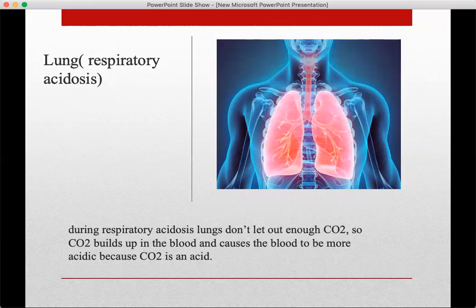Respiratory acidosis. The lungs bring in oxygen and let out CO2 as you breathe, but during respiratory acidosis, the lungs don't let out enough CO2. So CO2 builds up in the blood and causes the blood to be more acidic, because CO2 is an acid. A patient with respiratory acidosis has a decrease in gas exchange in the lungs or a decrease in the respiratory rate. Respiratory acidosis is usually caused by asthma, bronchitis, COPD, and pneumonia.